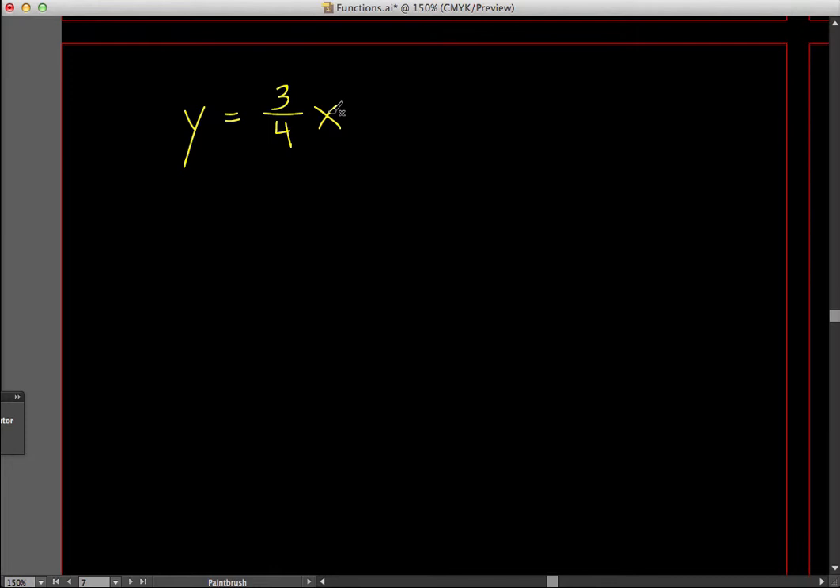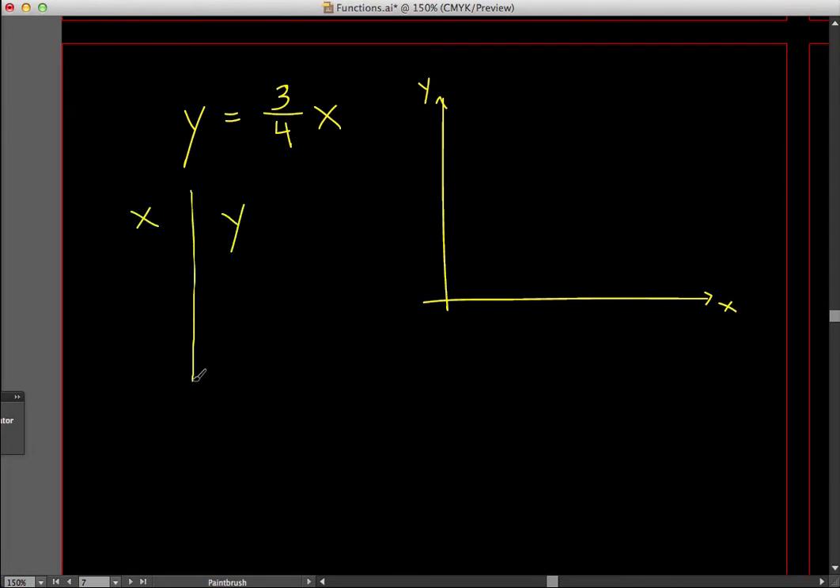But let's just draw the graph so that we get a sense of what a direct variation equation or function looks like. All right, so I'm just going to make a couple of quick axes here. So we have our y-axis and our x-axis. And I'm just going to make a quick table of values just to get a sense of what our graph is going to look like.